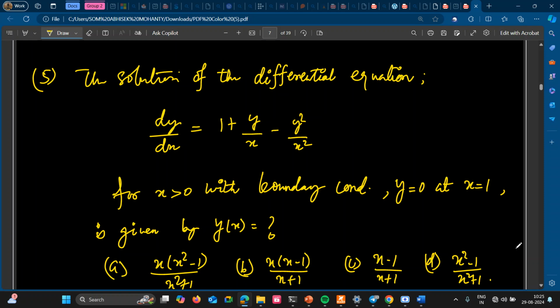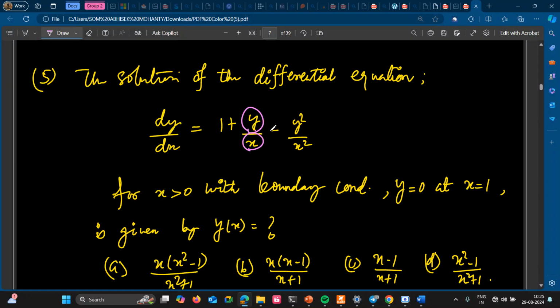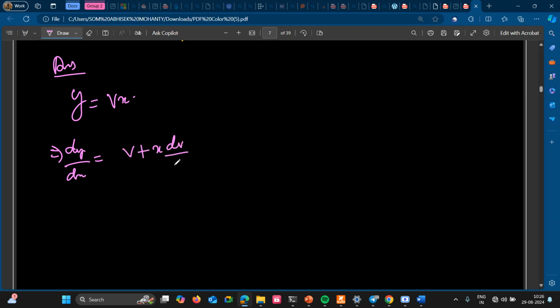Then how can we solve it? If you see properly, this is a homogeneous differential equation. Y by x, powers are same, right? So what do we do in a homogeneous differential equation? We simply put y is equal to vx, right? So dy by dx is equal to v plus x dv by dx, correct?